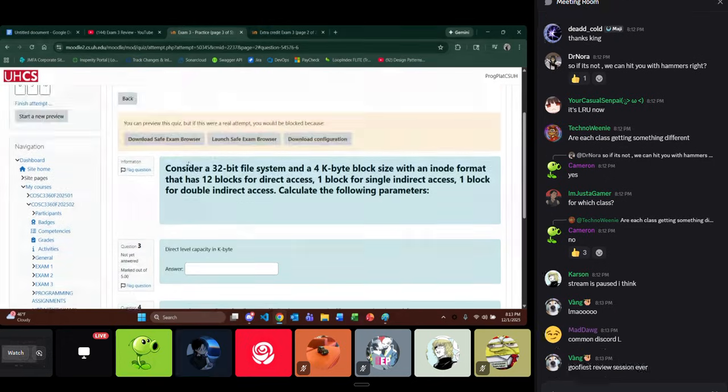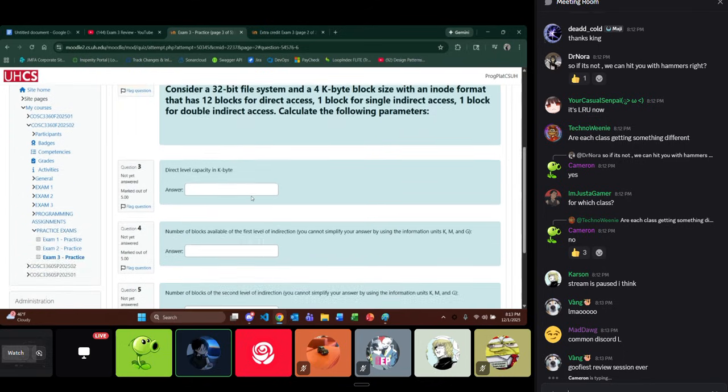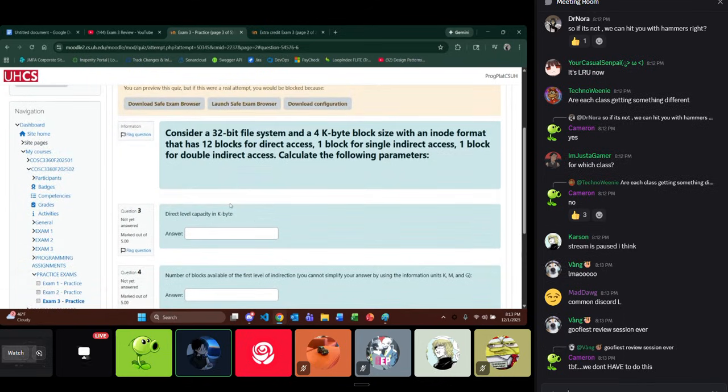So again, consider a 32-bit file system, 4K byte block size, with a format that has 12 blocks for direct access, 1 block for single indirect, and 1 block for double indirect. A lot of fancy words. Just solve the question and then win. So, direct level capacity in K bytes.